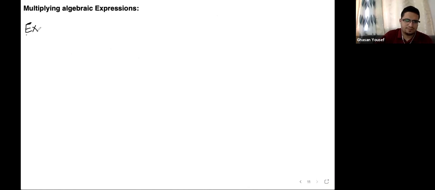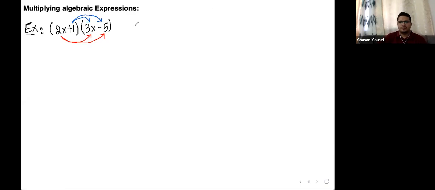For example, 2x plus 1 times 3x minus 5. For doing this one, we have to multiply the 2 with both terms in the second polynomial, and the same thing for the 1, multiplying the 1 with the first term in the second polynomial and with the second term of the second polynomial.